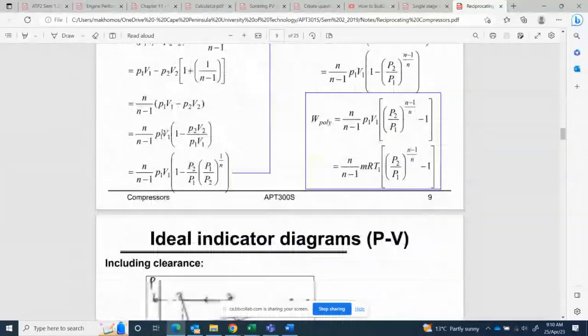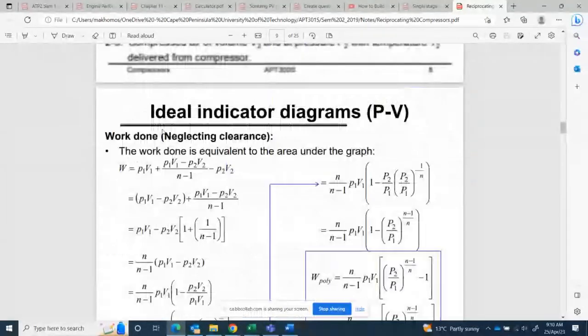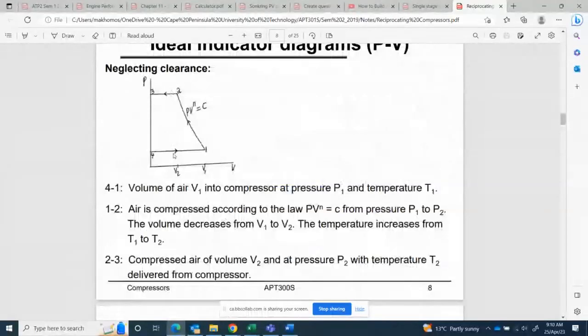So the work done is the area inside here: 3, 2, 1, 4, 3 again. This is the work done by the compressor. Normally, we want the work done by the compressor to be as small as possible, because the bigger it is, the bigger your input power, and your input power is money. So you don't want to spend a lot of money running the compressor. Therefore, you want the area inside this curve to be as small as possible.